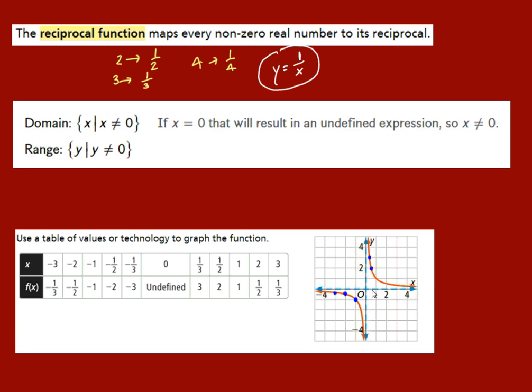And we'll talk about why that happens in class. At 1, I'm at 1. 2, I'm back at 1/2. 3, I'm at 1/3 again. So if I just plot these points, I get this shape, and it just kind of fills itself in. And we're going to talk about why it never touches the x-axis or the y-axis. We will talk about that.